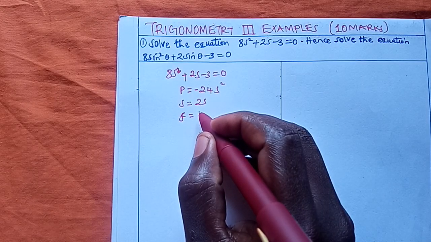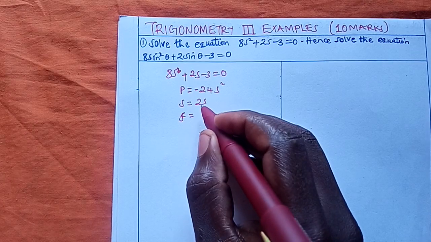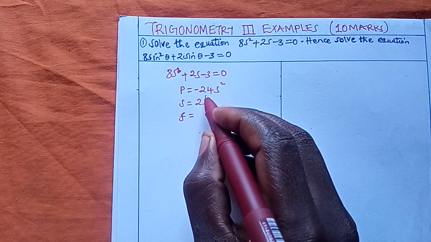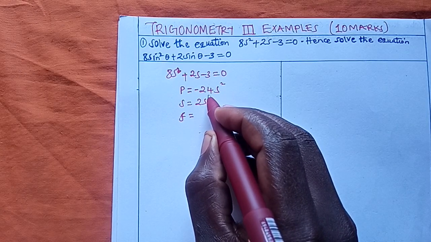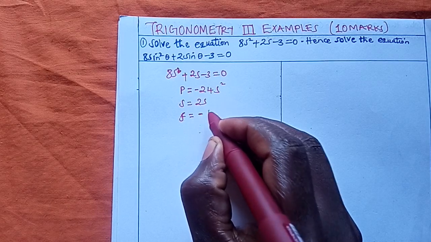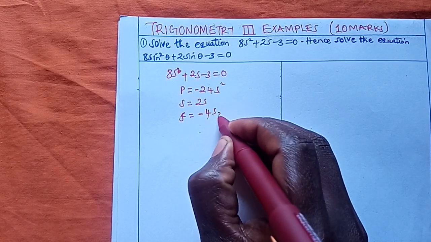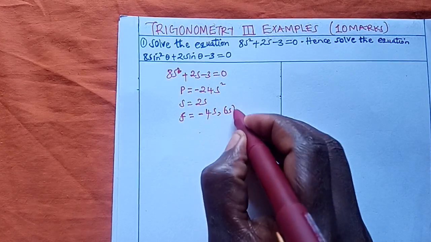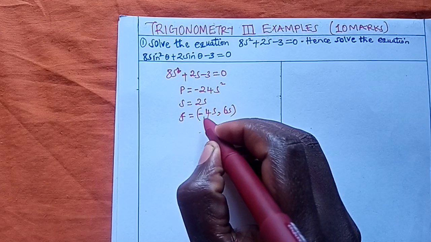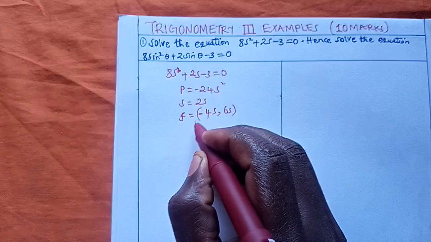The two values that we can multiply for us to be able to get the product as negative 24 is in fact negative 4s, you multiply by positive 6s, you are going to get negative 24s squared.